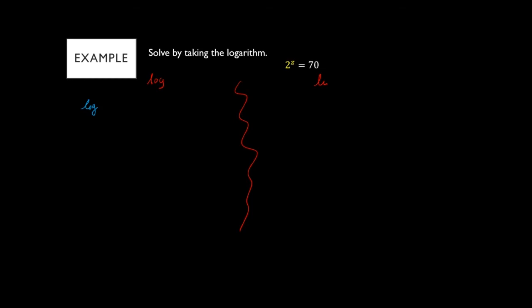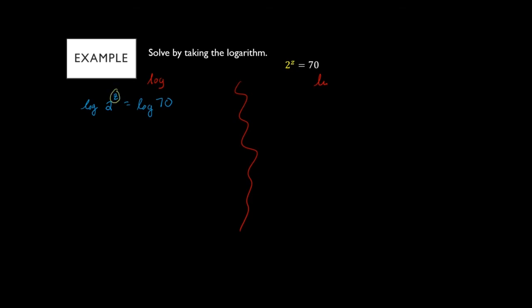And so I usually end up writing my stuff in cursive so it doesn't look like 1, 0, it doesn't look like numbers. So we're taking the log of 2 to the z. And then we also have to take the log of the other side, or the 70. So I have the log of 2 to the z equals log of 70. So that's what it means by taking the logarithm, as we're literally writing the log in front of what we've got.